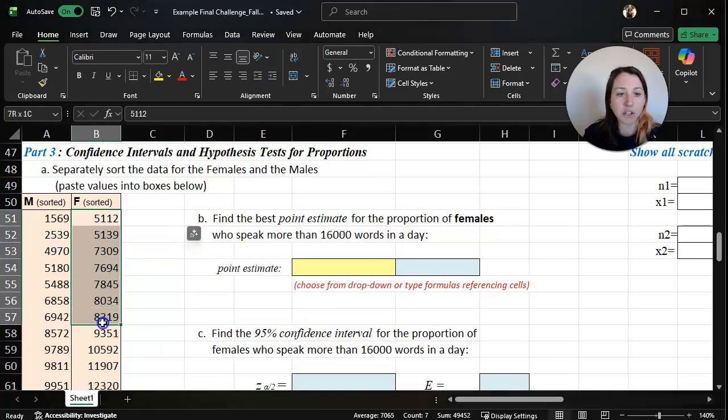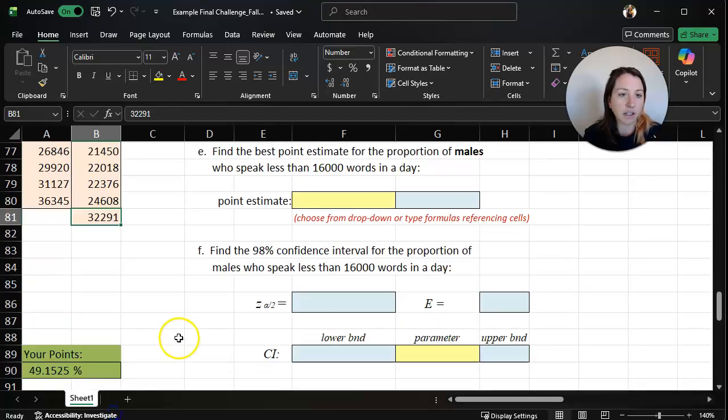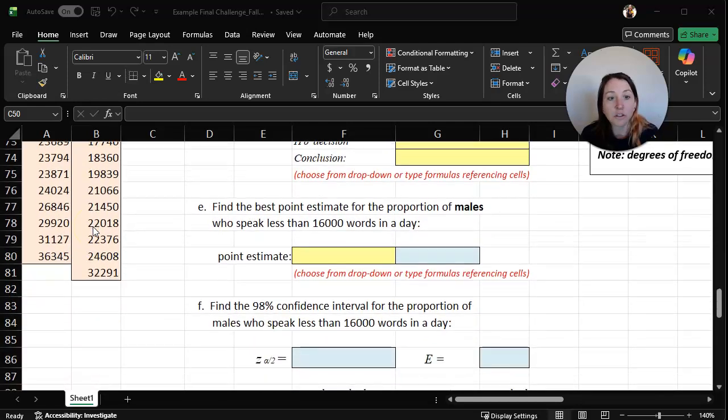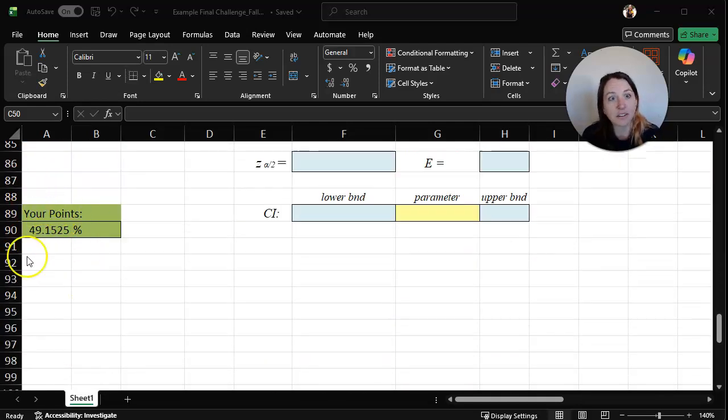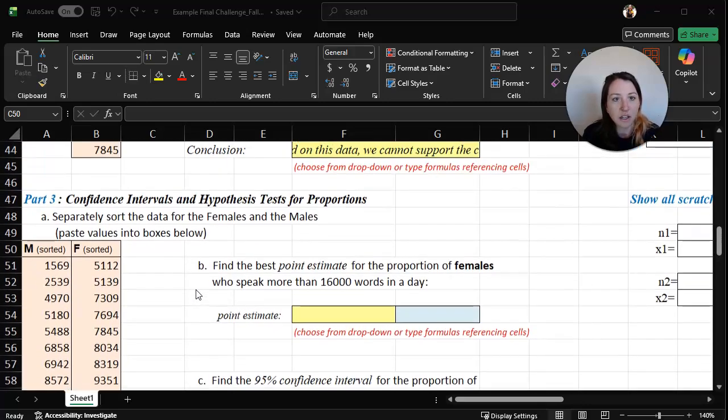Okay, again, make sure that these are indeed in order and that it hasn't messed up the formatting or anything. Okay, so once you have sorted all of this data, you can scroll down and it does indeed increase your score. So should be about to that now. All right, so once we have sorted all of this, we are running, in this case, a confidence interval. We're constructing a confidence interval for the proportion of females who speak more than 16,000 words in a day.